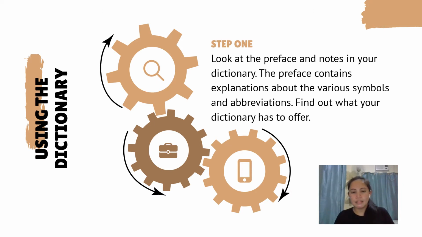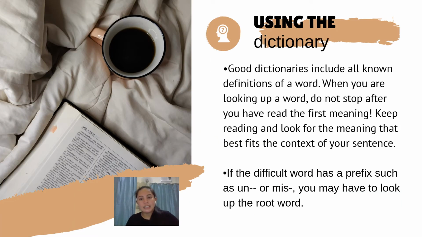And then the second one, a good dictionary includes all known definitions of a word. When you are looking up a word, do not stop after you have read the first meaning. Whenever you search for a word, sometimes it doesn't match. It doesn't seem to make sense when you apply the definition in the sentence that you're reading, parang hindi naman yun. So don't stop after you have read the first meaning. You keep looking, you keep reading for the meaning that best fits the context of your sentence.